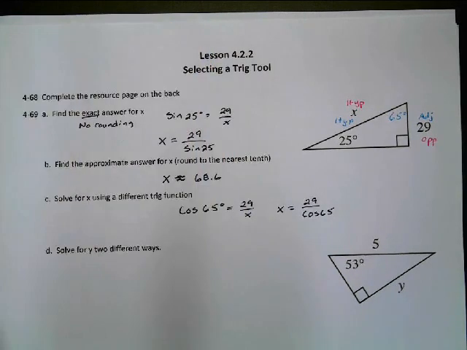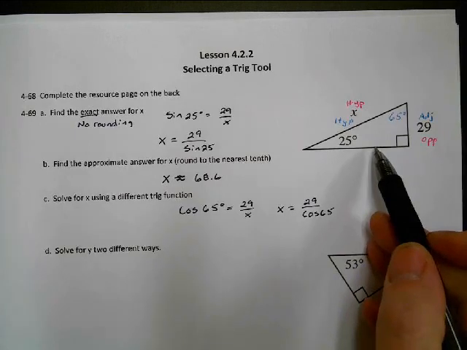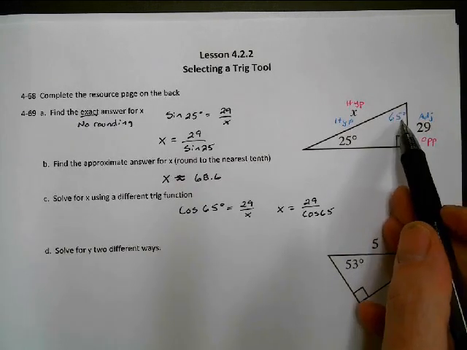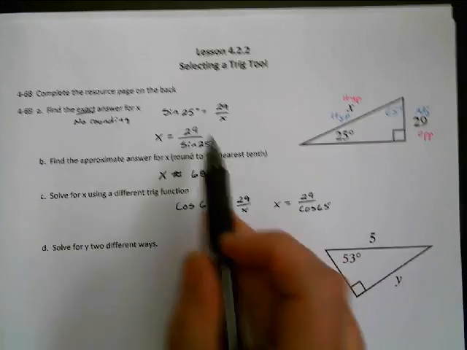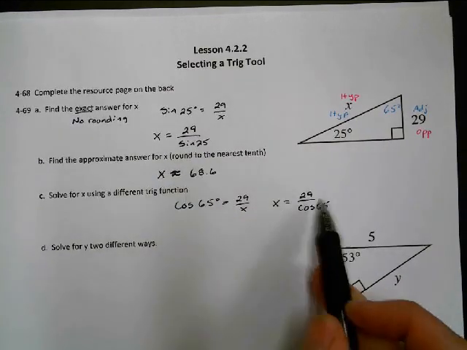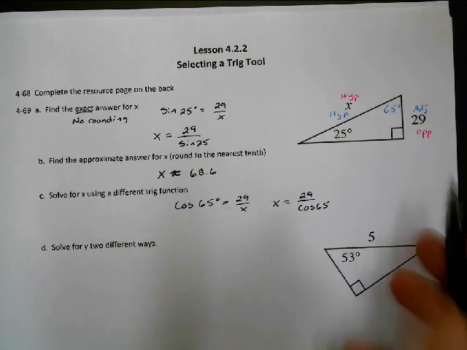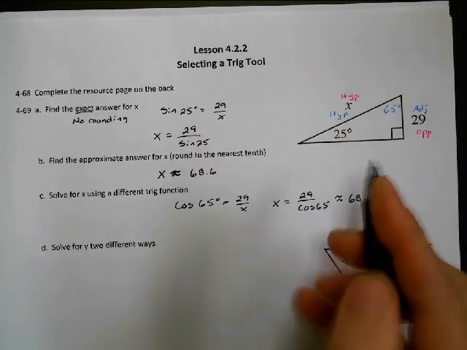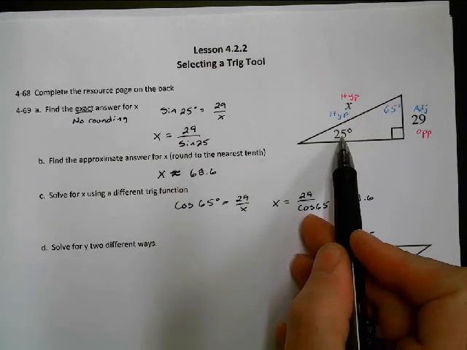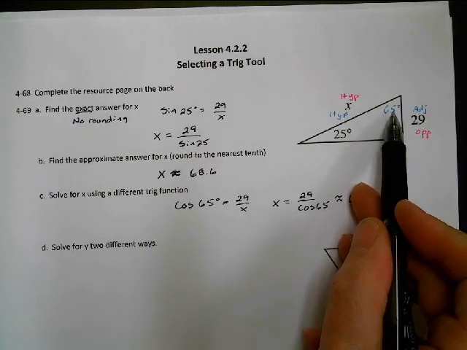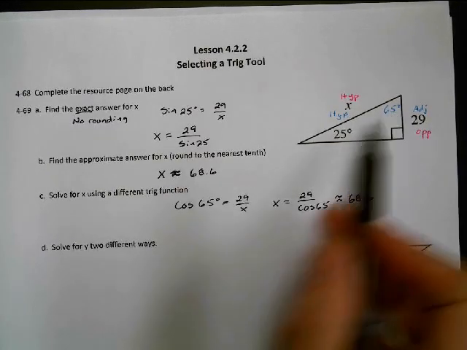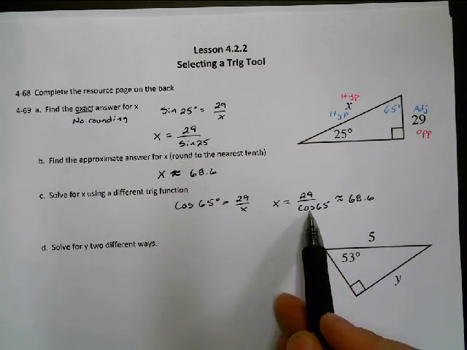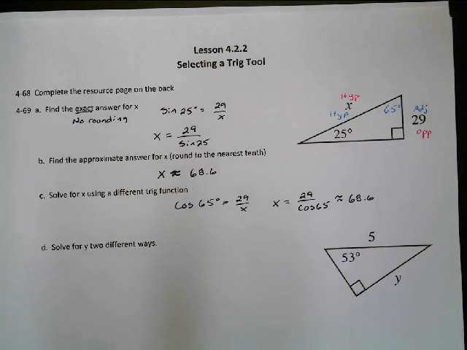So the sine of one angle is the cosine of the complement angle. So see here how we've got 29 divided by sine of 25. This is 29 divided by the sine of 65. They come out to the same answer of 68.6. So the sine of this angle is the cosine of this angle. They're the same. Sine of 25 is the same as the cosine of 65. So the sine and cosine, when you look at complementary angles, angles that add up to 90, are equal to each other.